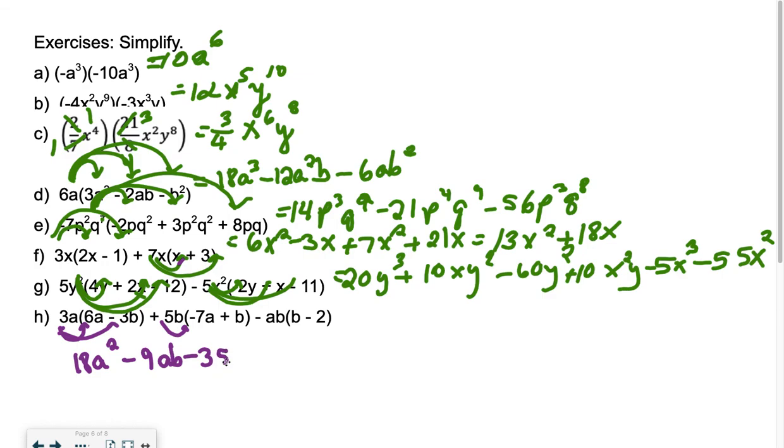minus 35ab plus 5b squared minus ab squared plus 2ab. I'm going to pause this and make a second video for the second part of this. So this is the first part of that video.